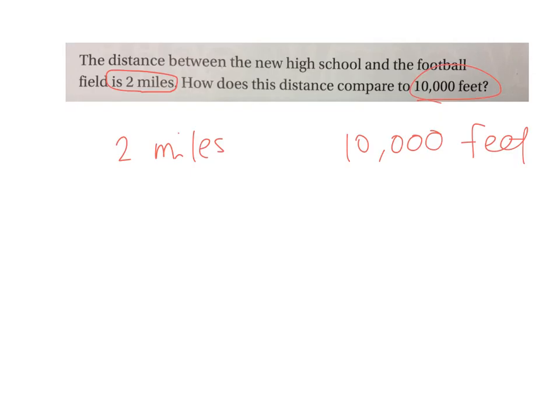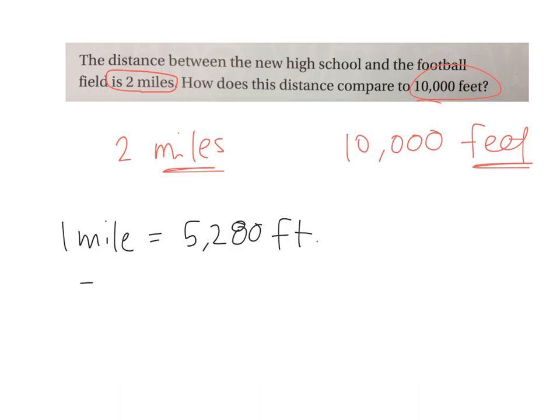So how can I make these the same units? Should I change them both to miles or both to feet? Both to feet. Okay. So 10,000 feet is already in feet, so that's good to go. How can I convert 2 miles to feet? Shreya? So I know that 1 mile equals 5,280 feet. But that's 1 mile. So if I do 5,280 feet times 2, that would give me the distance in feet for 2 miles. Good. So what is 5,280 times 2?